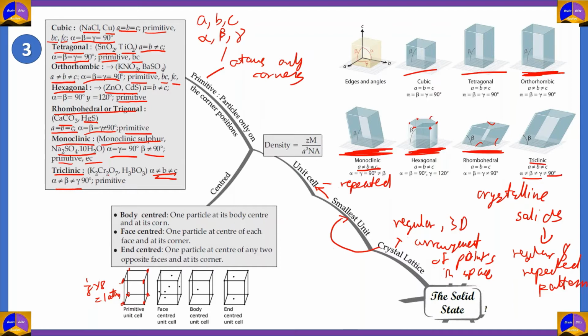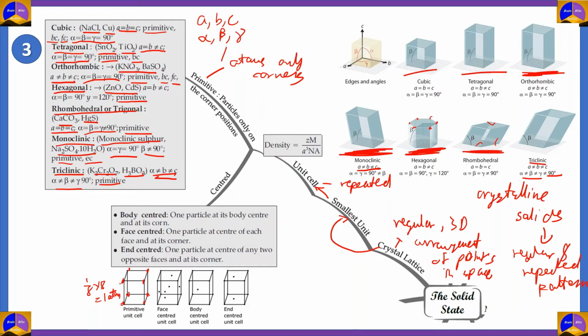In triclinic, all the angles are different from each other and they're never going to be 90 degrees. And in case of triclinic, only primitive cells can form triclinic. Examples include potassium dichromate and hydroboric acid. Hydroboric acid and potassium dichromate are solids which contain a triclinic primitive unit cell. So these are the 7 ways in which we can form a unit cell.